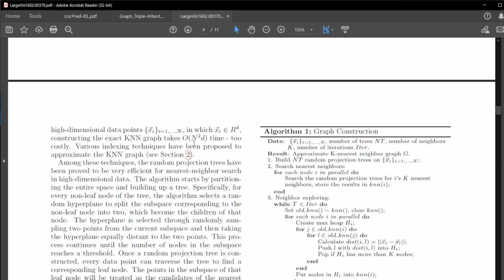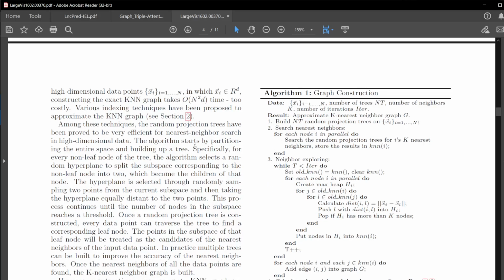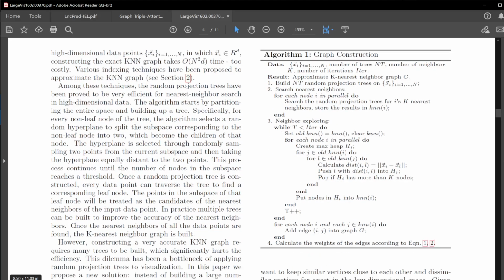Among these techniques, the random projection trees have been proved to be very efficient for nearest neighbor search in high-dimensional data. The algorithm starts by partitioning the entire space and building up a tree. Specifically, for every non-leaf node of the tree, the algorithm selects a random hyperplane to split the subspace corresponding to the non-leaf node into two, which become the children of that node. The hyperplane is selected through randomly sampling 2 points from the current subspace and then taking the hyperplane equally distant to the 2 points. This process continues until the number of nodes in the subspace reaches a threshold.